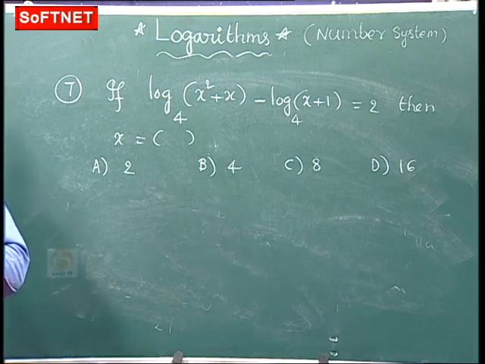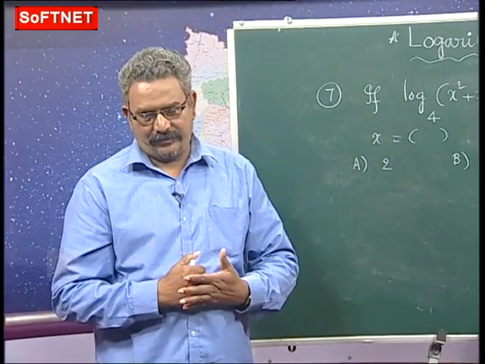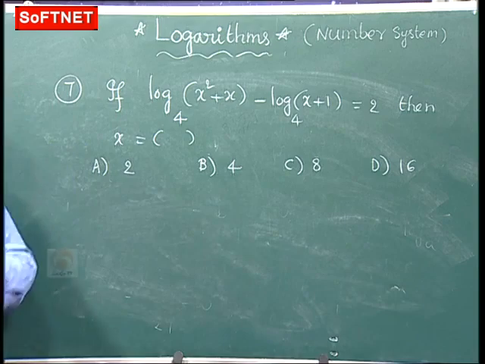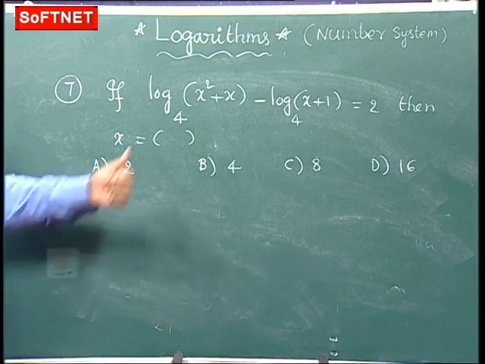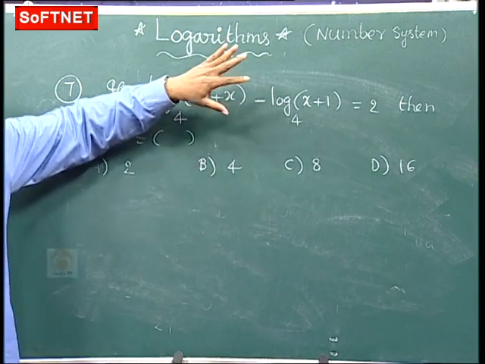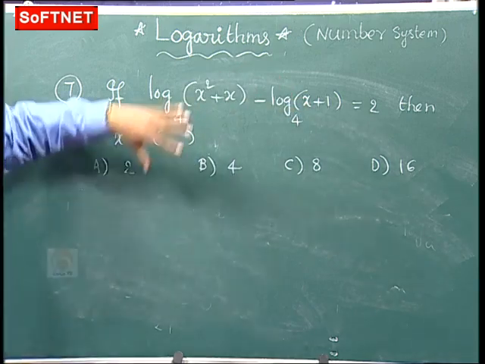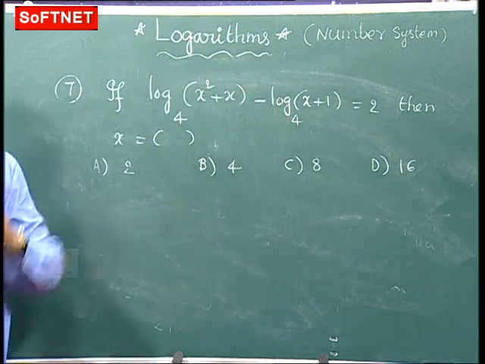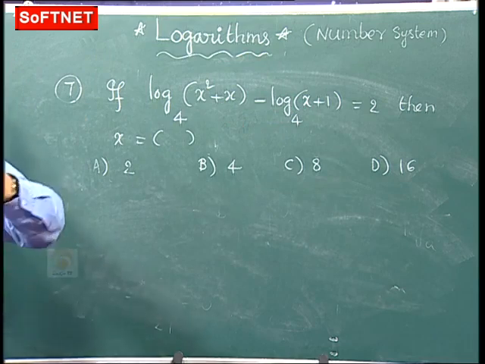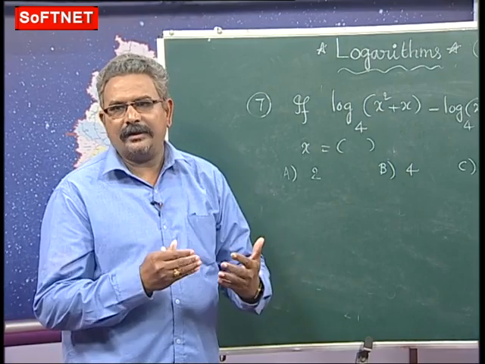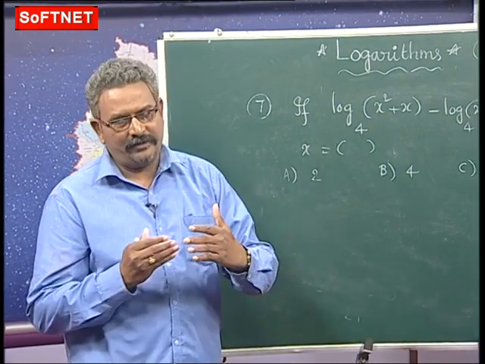So now logarithms are actually connected to algebra, linear equations. First read the problem here. What is the problem we have? Say x square plus x is a, x plus 1 is b. This is in the form of log a minus log b, so that can be put as a single logarithm. First let us put it as a single logarithm. After that we can easily solve it.